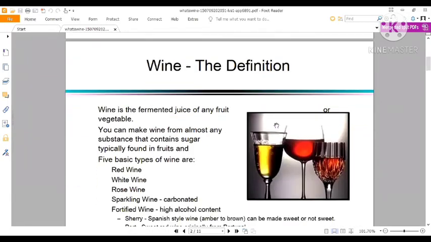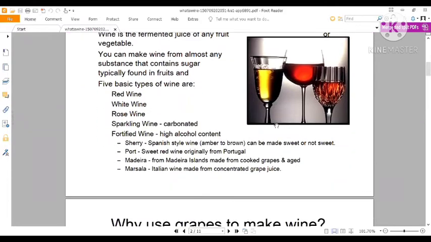So let us start again with the definition of wine. Wine is the fermented juice of any fruit or vegetable. You can make wine from almost any substance that contains sugar, typically found in fruits. The five basic types of wine are red wine, white wine, rosé wine, sparkling wine, and fortified wines with a high alcoholic content.